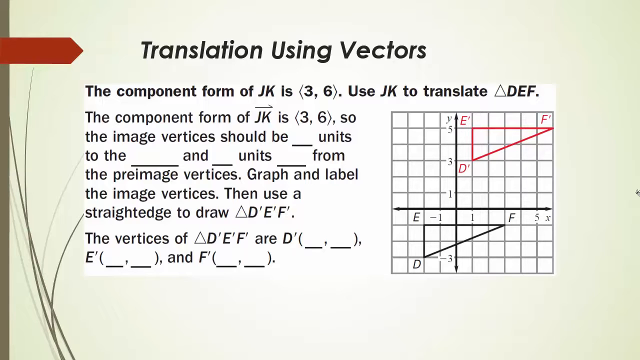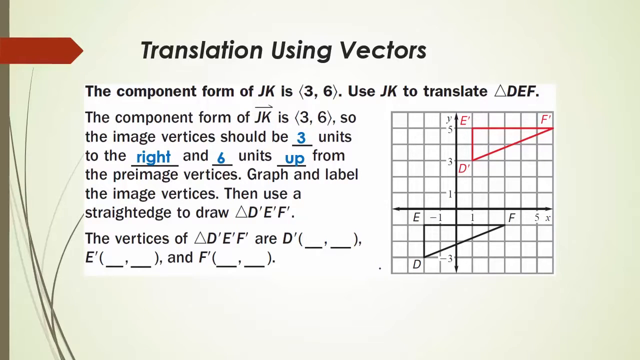The component form of JK is 3, 6, so the image vertices should be 3 units to the right and 6 units up from the pre-image vertices. Graph and label the image vertices, then use a straight edge to draw a triangle D prime, E prime, F prime. So let's find out what our vertices are for D prime.